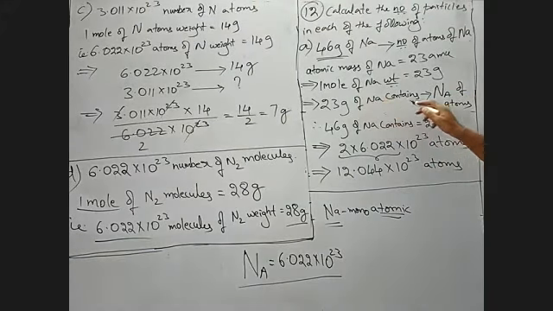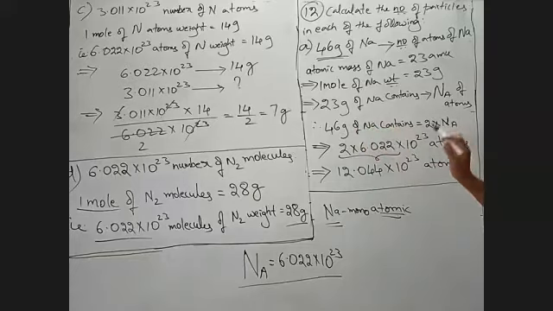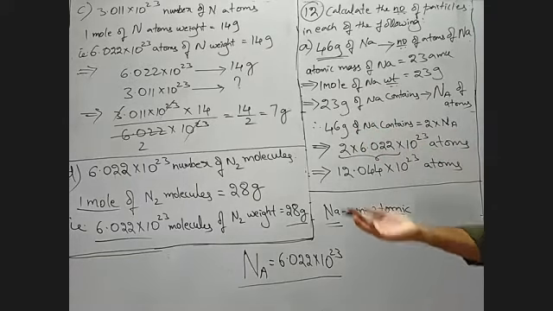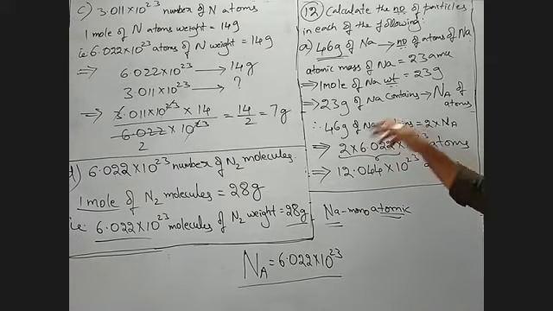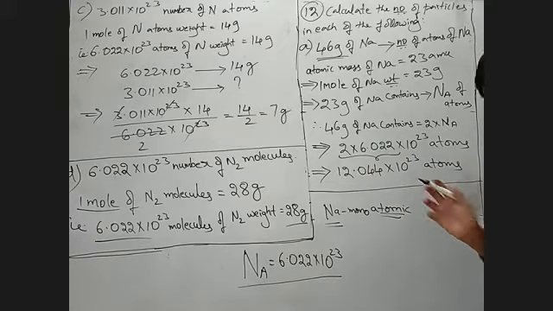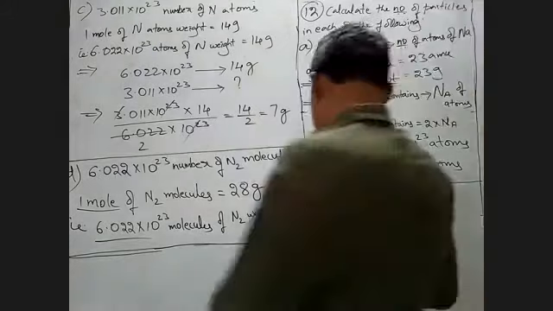23 gram of sodium contains how many atoms? It means Avogadro number of atoms. So that means 46 gram of sodium will contain how many? 46 is nothing but double of 23. So multiply this with 2. That's all. So 2 into 6.022 into 10 power 23, or otherwise 12.044 into 10 power 23. Okay, got it? Okay, next one we will proceed.